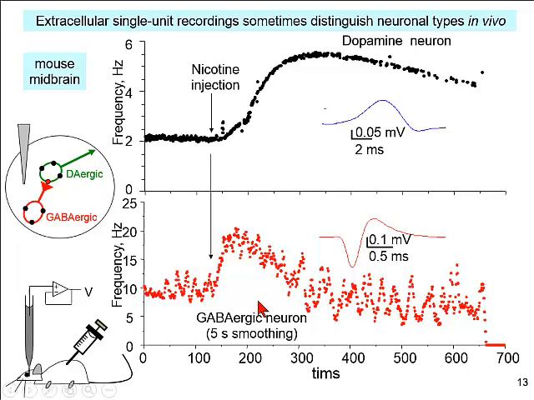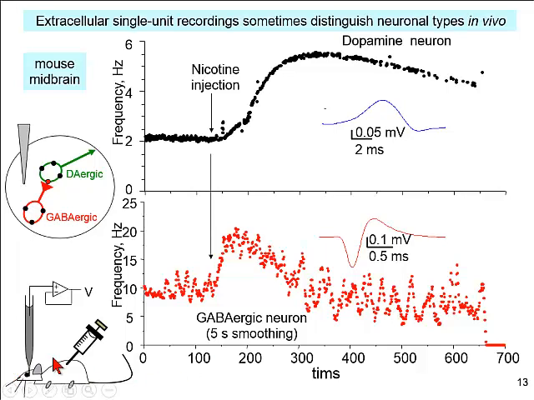So the simplest kind of recording in the central nervous system is, of course, extracellular single-unit recordings. Extracellular recordings, typified by this mouse, which has a single pipette electrode pushed into its brain, are the way that people recorded for decades in the central nervous system.